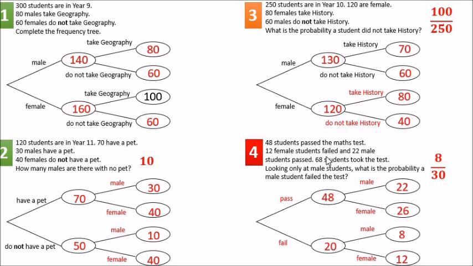So if 68 took the test in total, that means the pass and fail must add up to 68, so the fail number is 20, and therefore the male number has to be 8 because these would then have to add up to 20. Looking at the male students only, there's 22 here and 8 here, so that's 30 male students in total. What's the probability a male student failed the test? Well, that's 8 males failed out of 30 males altogether. Therefore, the probability that a male student failed is 8 over 30.